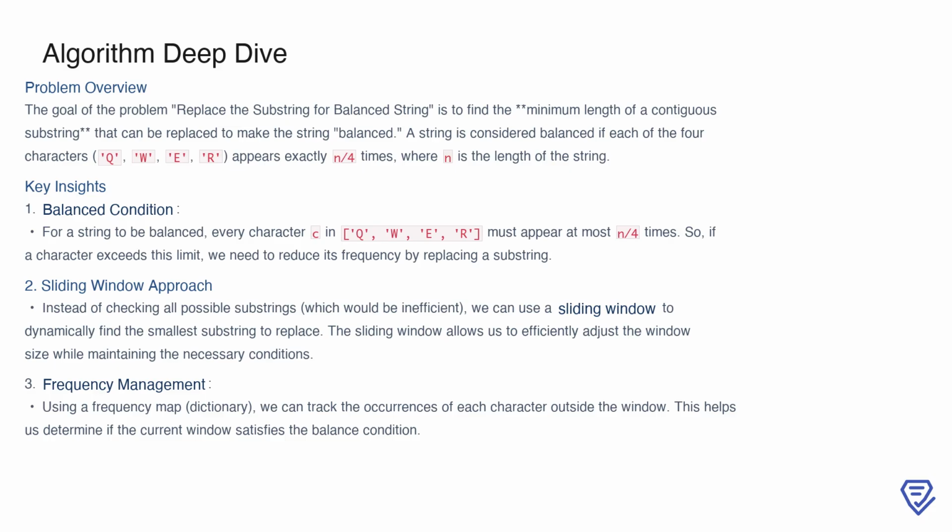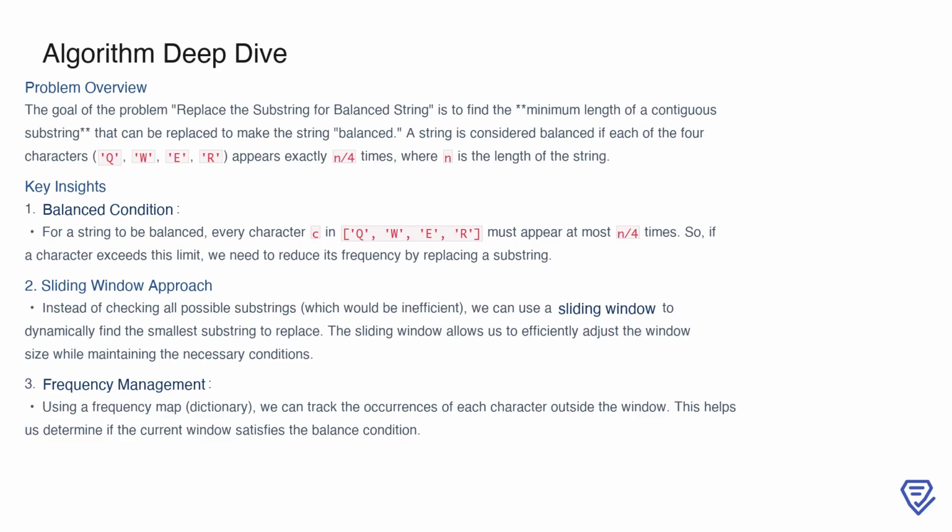to make the given string balanced. A string is considered balanced when each of the four characters Q, W, E, and R occurs exactly n/4 times, where n is the total length of the string. The challenge lies in identifying and replacing the smallest possible substring to achieve this balance.